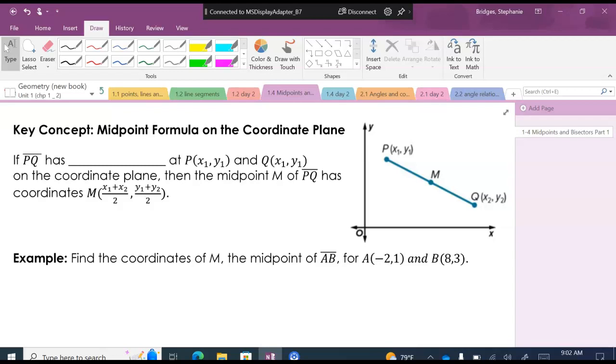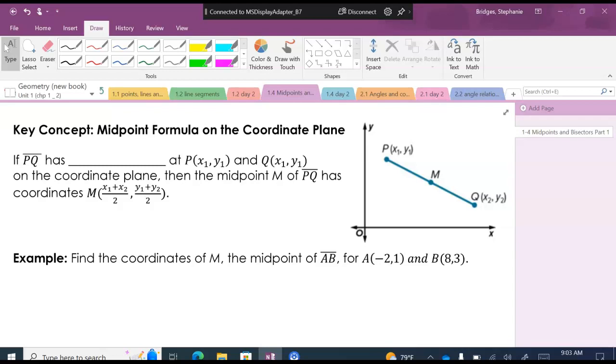Now, on a number line, what operation did we do to them? On the other side of the notes, what did we do? We took the numbers and we added and divided by 2, right? So we're going to do exactly the same thing here, with the exception that I have 4 different numbers.